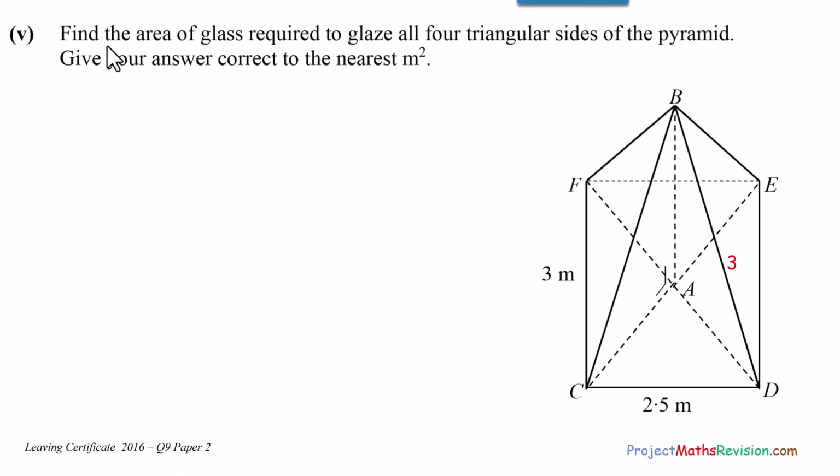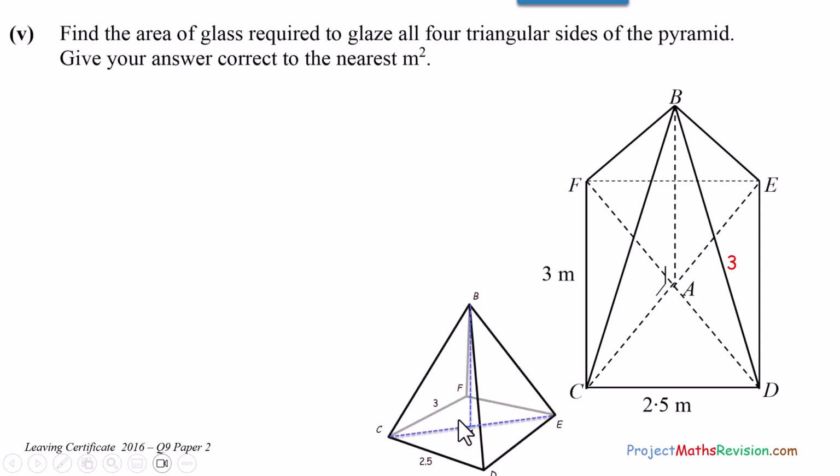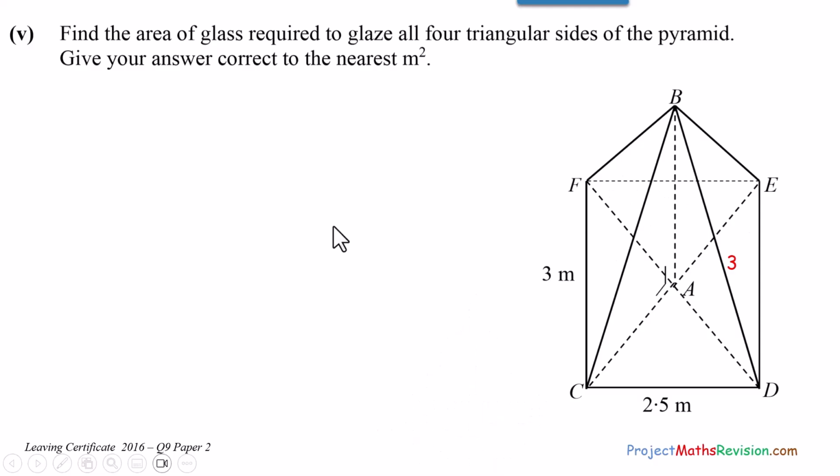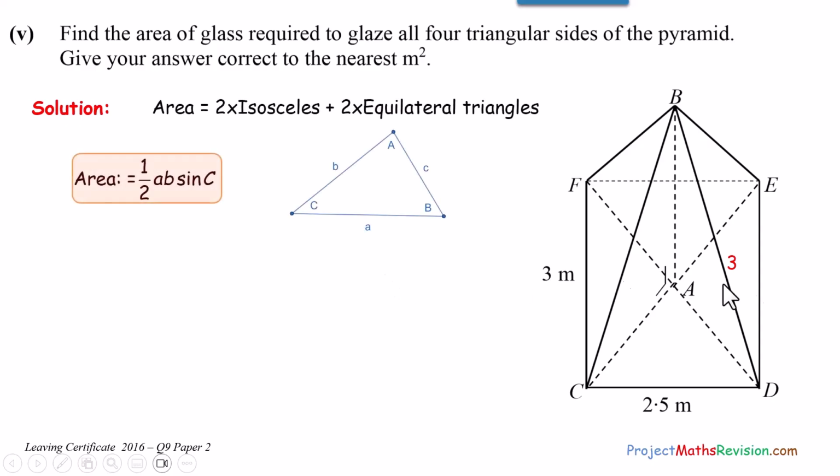In part 5, we're asked to find the area of the glass required to glaze all 4 triangular sides of the pyramid. So the lantern is made up of 4 triangles. The front and the back are isosceles triangles, and the sides are equilateral triangles. So the total area of the glass will be twice the area of the isosceles triangle plus twice the area of the equilateral triangle.